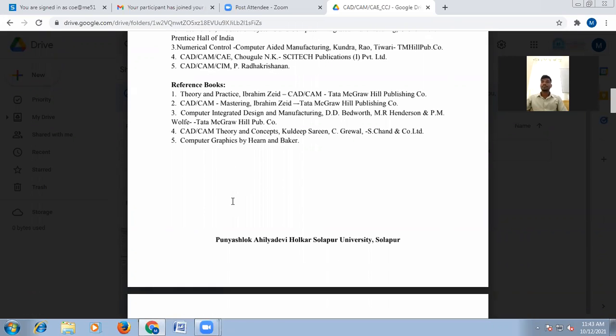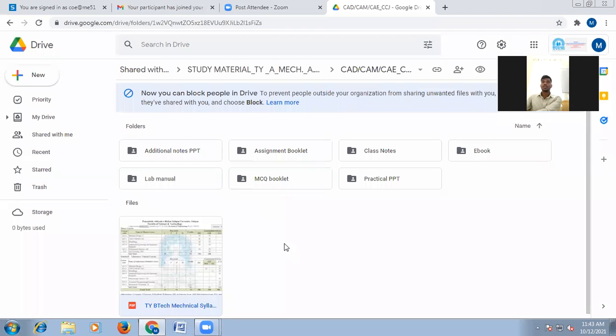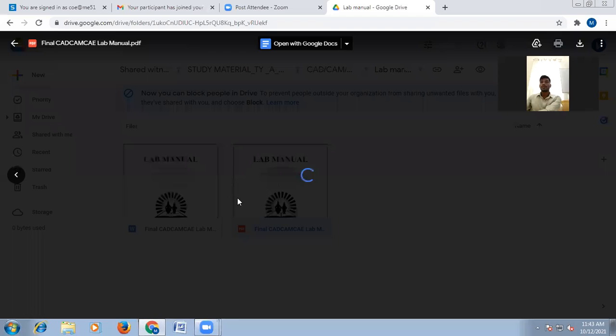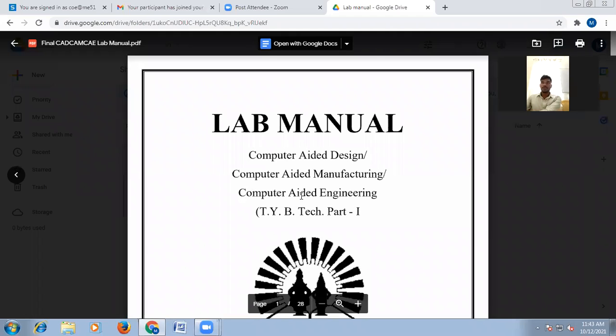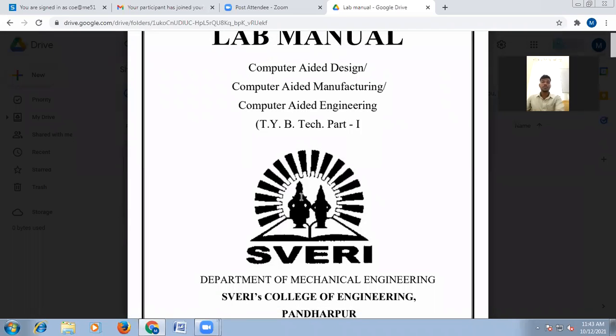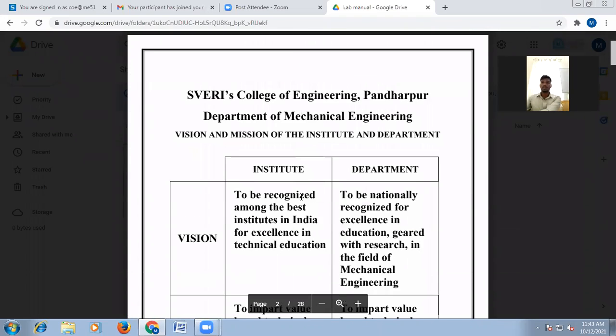So this is our basic syllabus of our subject, and this is our lab manual. Now you can see this is our part first CAD-CAM-CAE subject lab manual. Whatever experiments we are going to see, those experiments we will see. Once you see, then we will go ahead.